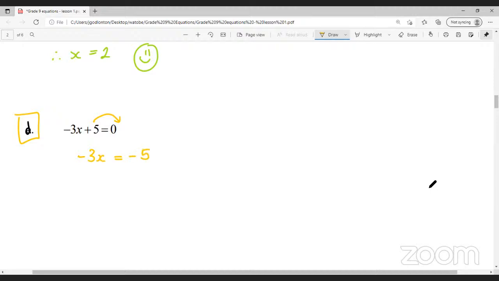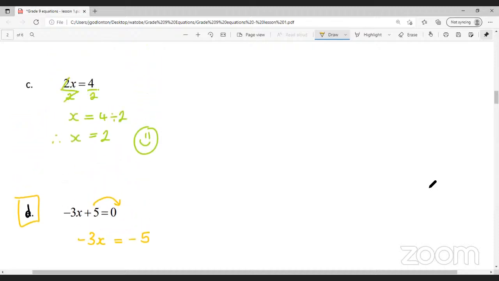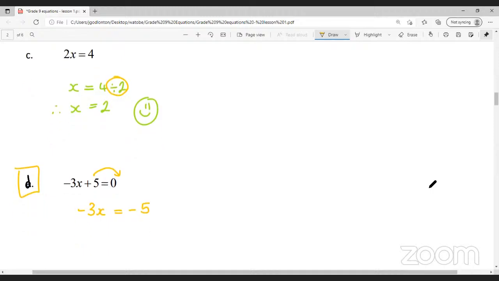Are you happy with that? Yes. Okay. Now, how do I get x to be alone? What would I have to divide the other side by? Think about this question. We had 2x is equal to 4, and then we divided by that 2 so that x was alone. So what do you think I would divide that negative 5 by so that x would be alone?